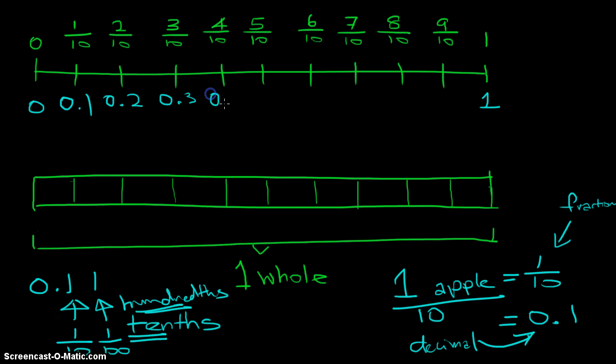So 4 out of 10 is 0.4. 5 out of 10 is 0.5. 6 out of 10 is 0.6. 0.7, 0.8 and 0.9. Once you hit 0.9, after 0.9, you get 1. So 1 out of 10 is the same as 0.1, 2 out of 10 is 0.2, and so on. In the next video, I'm going to explain how you can convert a fraction straight to a decimal.